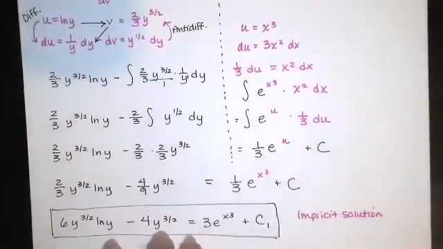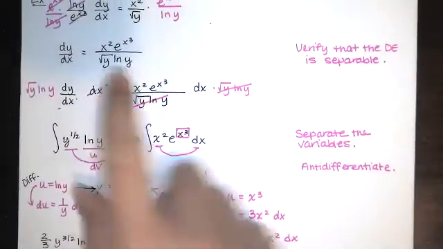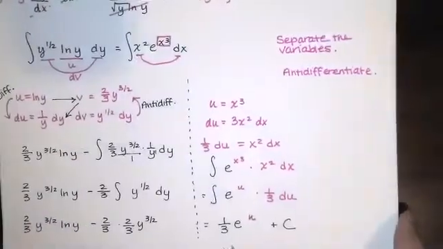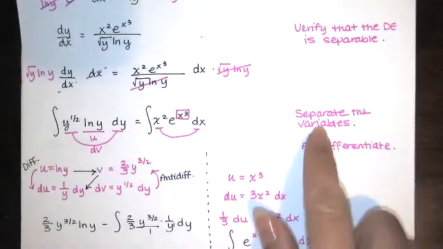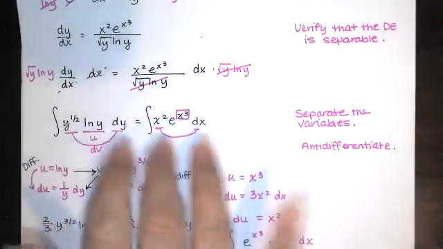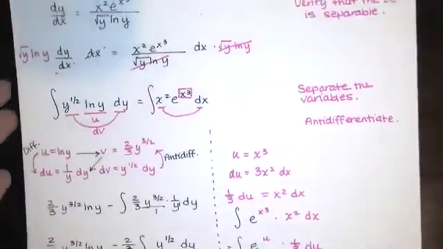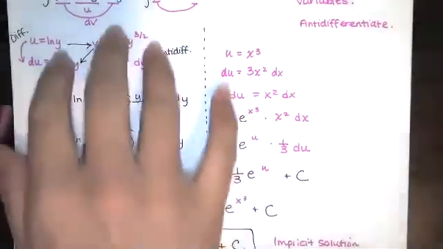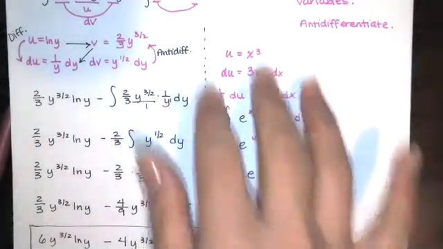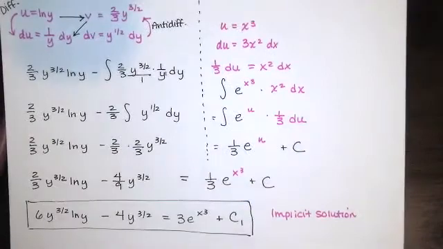And this is an implicit solution to this equation. And it was actually very simple. We verified that the d was separable. We separated the variables, got all the x's on one side, the y's on the other, and then you anti-differentiate both sides with respect to whatever variable is there. This side happened to require integration by parts, and this side happened to require u-substitution.